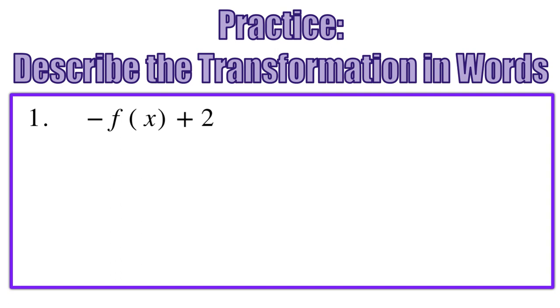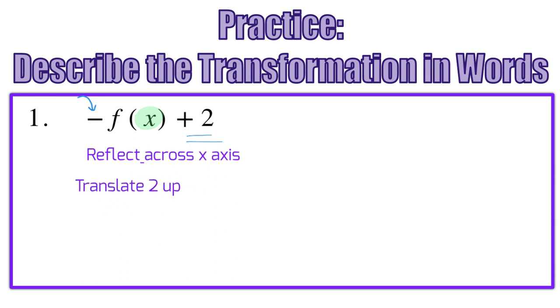So for number 1 here, there's nothing happening inside. There's nothing happening inside the function, so we don't need to describe anything horizontally because the only thing inside those parentheses is our x. So the first thing that we're going to describe is what's happening with this negative sign when we're talking about our vertical transformations. Reflections, stretches, and shrinks come first. So that's going to be a reflection across the x-axis. And this +2 is going to be a translation up 2. And I like to list these in bullet points.